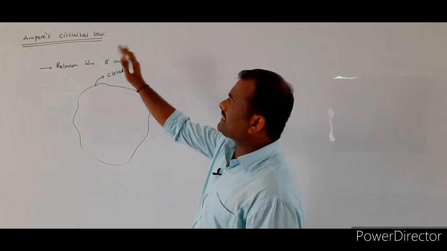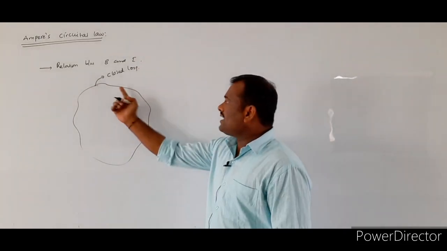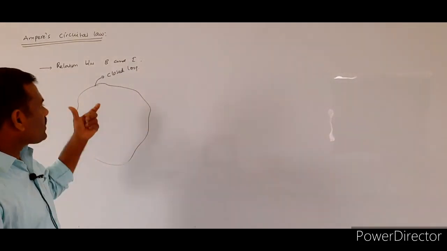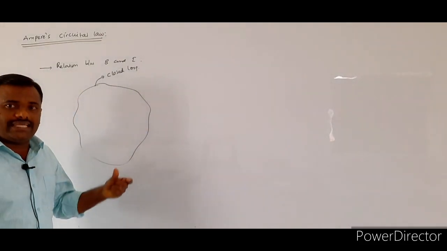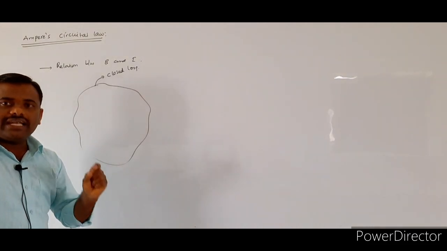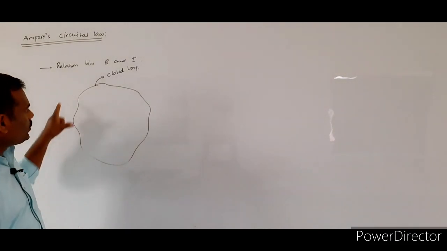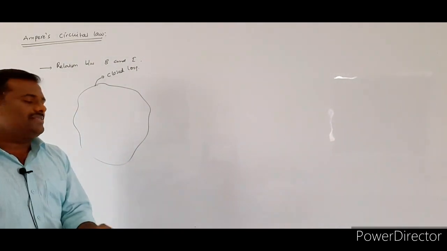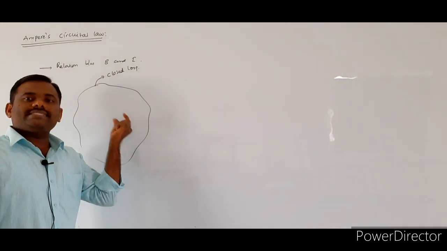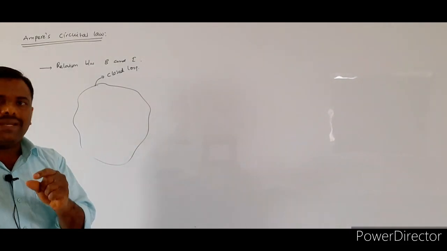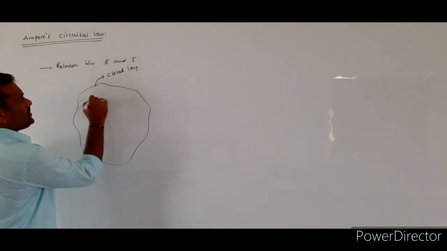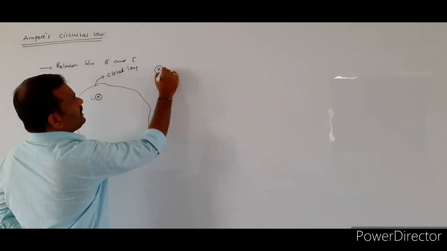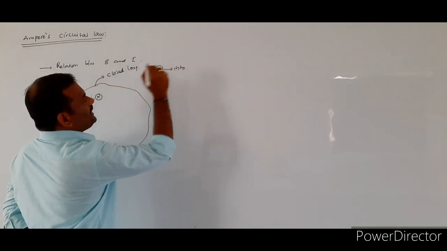So to explain Ampere's circuital law, I consider one closed loop. This closed loop consists of what? Different current carrying conductors. Some of the currents are passing into the plane of the paper and some other currents are coming out of the plane of the paper. So the currents which are passing into the plane of the paper, we already told, the cross mark is indicating what?